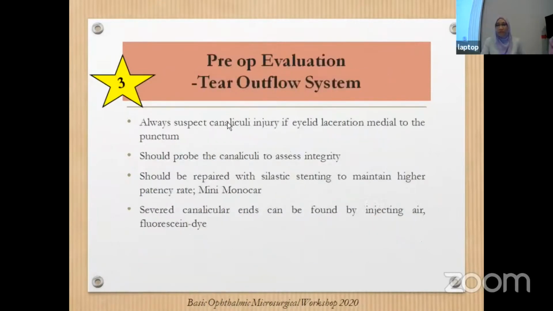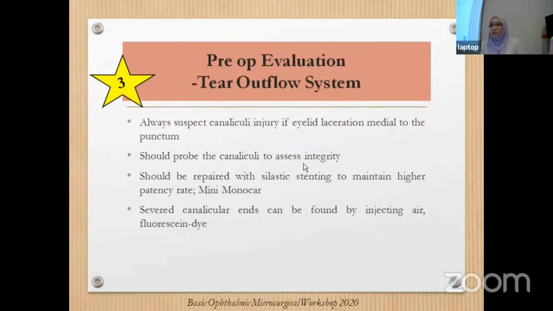And the third one, we must look for the tear outflow system. Usually we always suspect canalicular injury in an eyelid laceration involving the medial part of the eyelid region, okay. So medial to the punctum, we should suspect, oh, this is canalicular injury, because the approach is different from a straightforward simple laceration wound of the eyelid. So if we suspect there's an eyelid laceration, after ruling out the globe rupture, we should probe the canaliculi to assess the integrity.